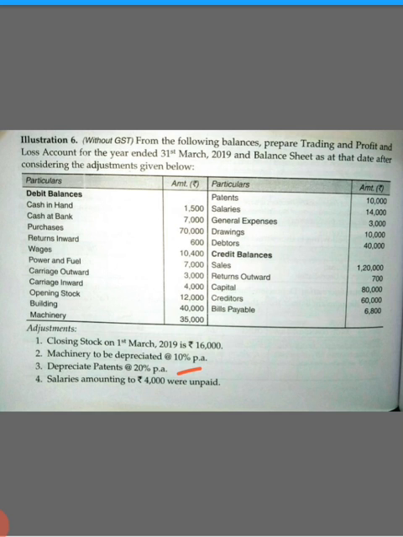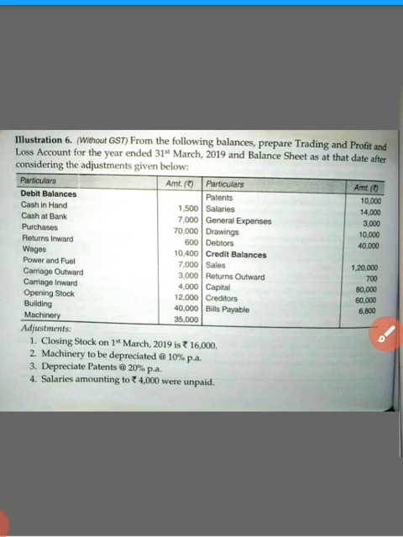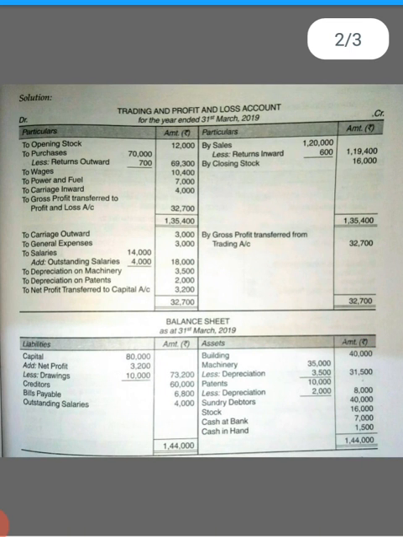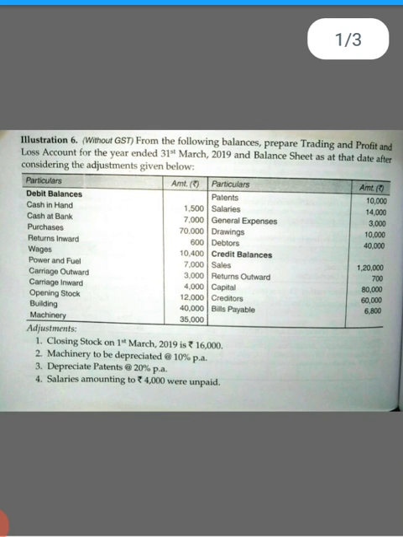Then the next is depreciate patent 20%. We have to calculate depreciation on patent. What is the value of patent? You can see this is 10,000. So 10,000 into 20%, that is 2,000. So how will we record? We will record 2,000 on the debit side of the profit and loss account as depreciation on patent 2,000. In the second effect, we will deduct it from the patent in the balance sheet: patent 10,000, less depreciation 2,000, and the value is 8,000.